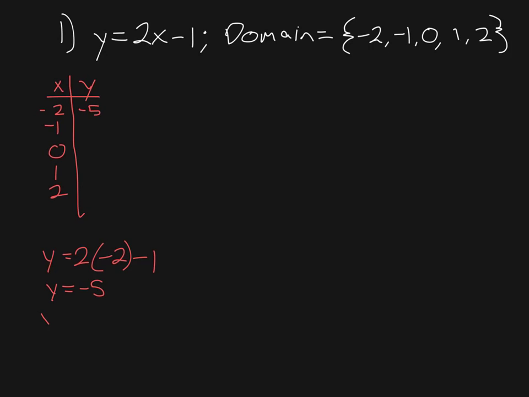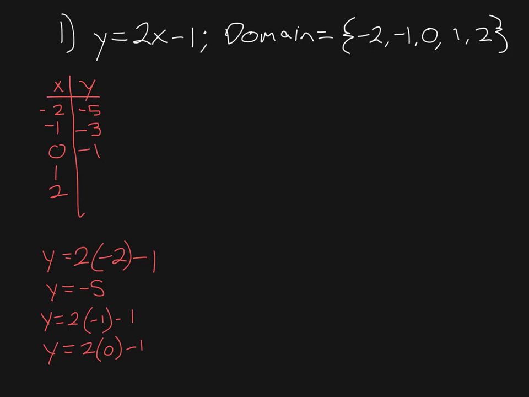We do the same thing. y equals 2 times -1 minus 1. 2 times -1 is -2. -2 minus 1 is -3. We do the same thing. y equals 2 times 0 minus 1. 2 times 0 is 0. 0 minus 1 is -1.